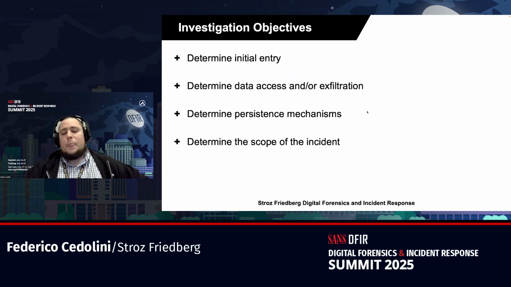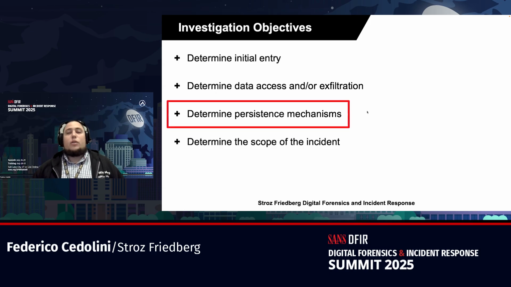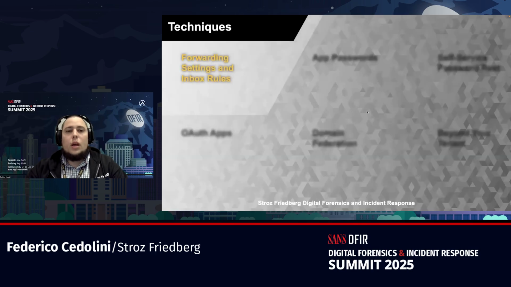So what are we going to be talking about today? During your IR investigations, you're going to have different objectives. Here are four of the most common objectives that we will find across most investigations. One of those is determining the persistence mechanisms that the threat actor used to stay in your environment. One of the objectives, and usually one of the first, is to try to figure out if the threat actor is actually outside of your environment, if they are no longer here accessing your data and using your resources. So this presentation is going to be focusing on this.